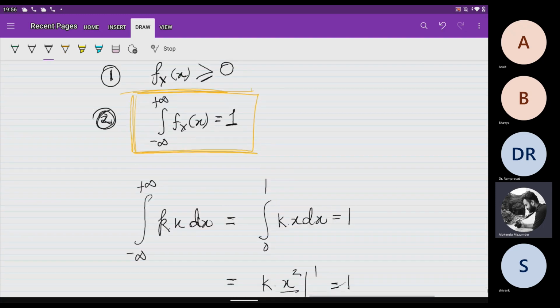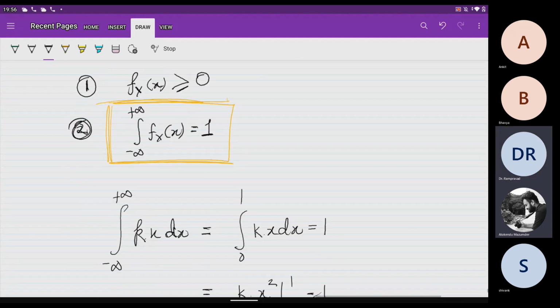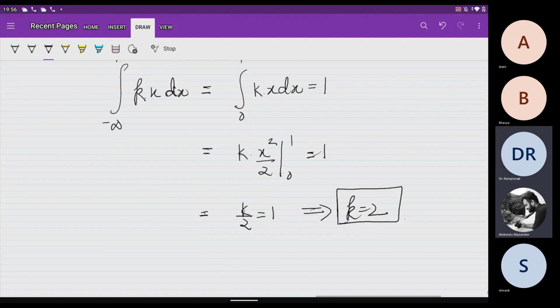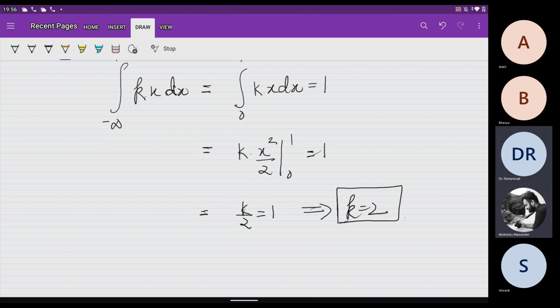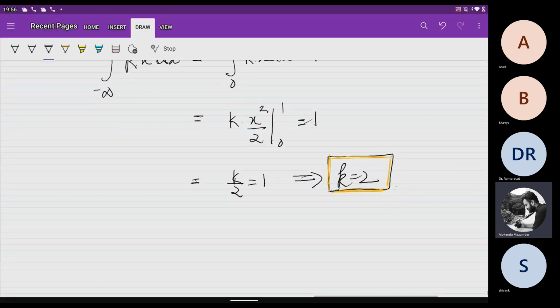Got it? Any doubt in this question? Okay, k equal to 2 in this. So that's how you compute it.